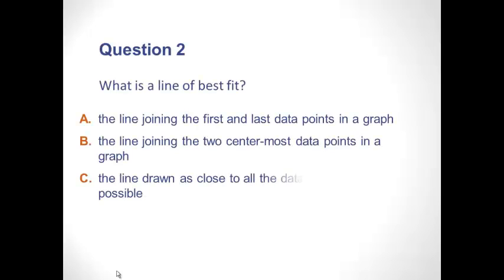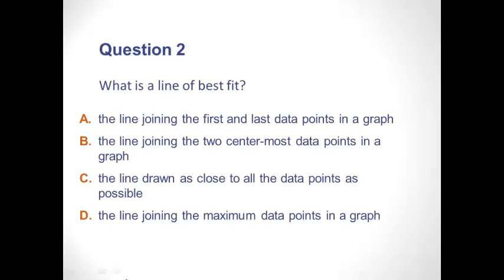Here's another one, the line of best fit. Now the line of best fit is always going to be the one that is drawn as close to all the data points as possible. It certainly is not going to join the first and last data points. It is certainly not going to join two centermost data points, and it's certainly not going to join the maximum data points on a graph. What we are looking at there is the line that fits closest for every one of those data points so that we can determine whether or not the relationship is actually a linear relationship or not.